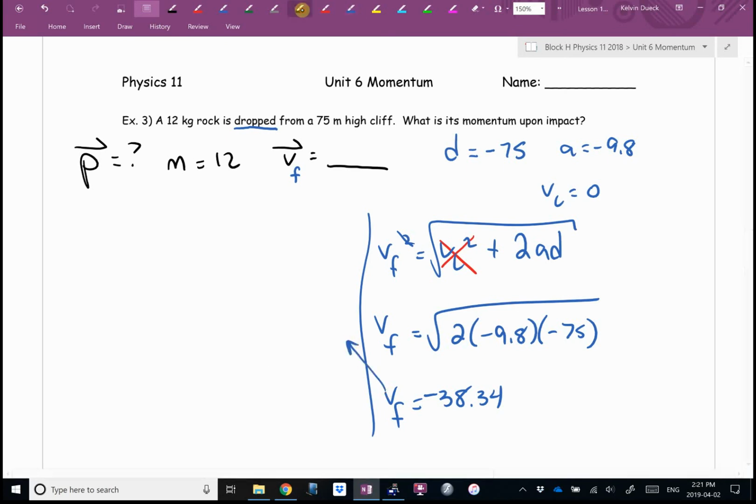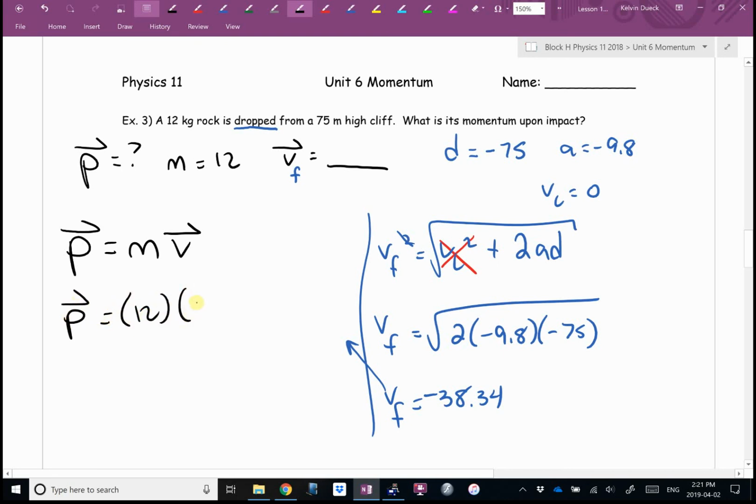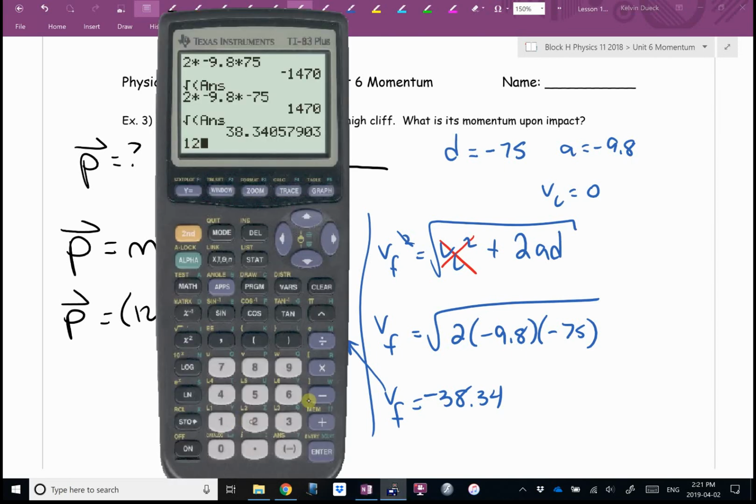Walk this over to here. Momentum is mass times velocity. Oscar, what was the mass? Velocity. I'm going to write negative 38.34, but Oscar, what button am I going to use on my calculator instead? Help them out, folks. What button? My answer. Although I got to be honest, I'm going to go negative answer button because I haven't put the negative in yet. So I'm going to go 12 times negative sign, answer button.